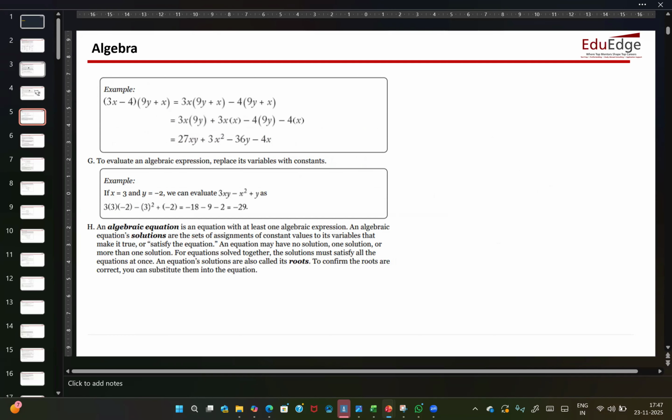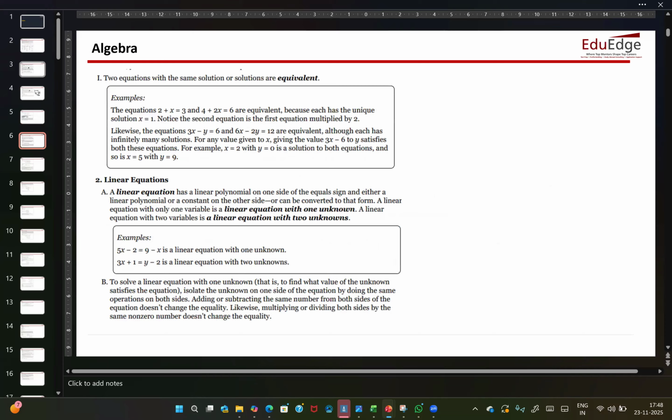What else do we have? Okay, this is simple here. We have the variable values, and we need to evaluate an expression. So that's simple. Just substitute. This is simple.